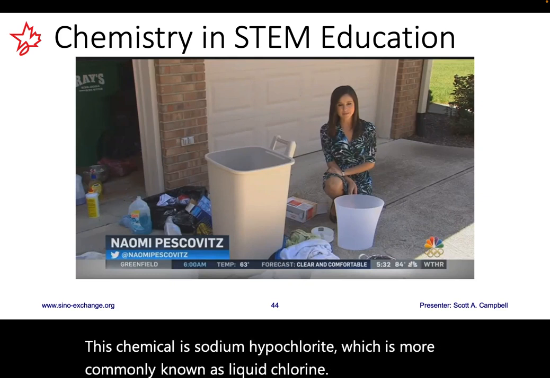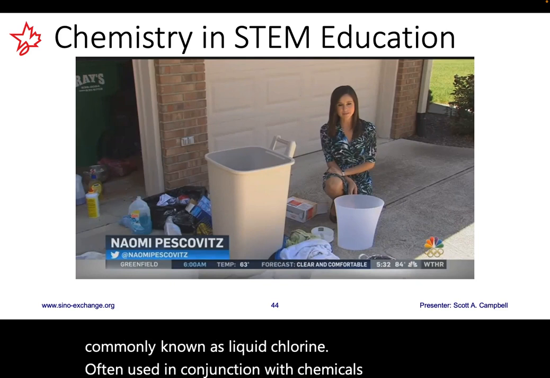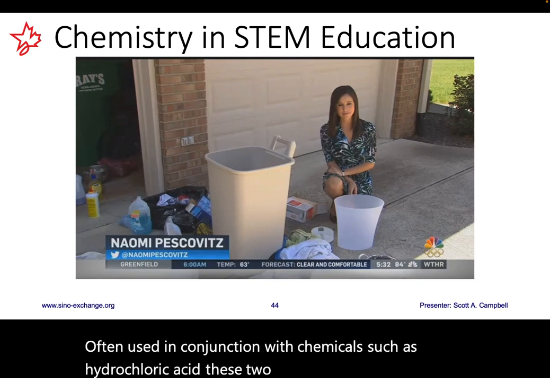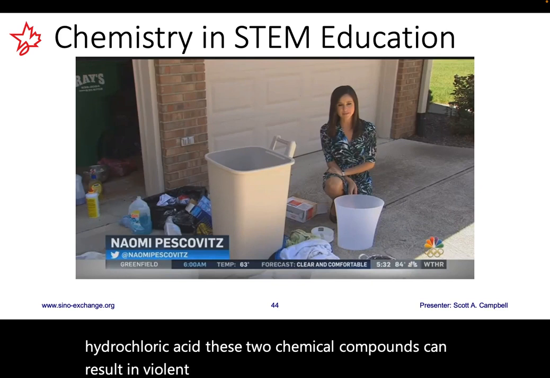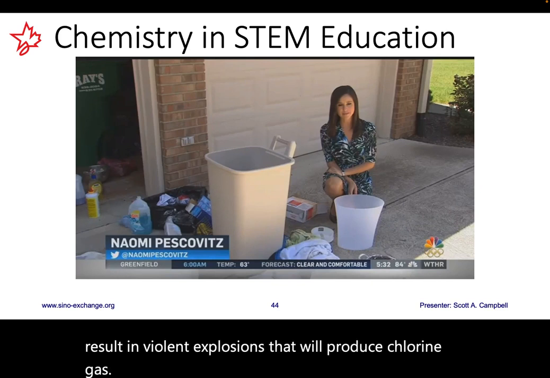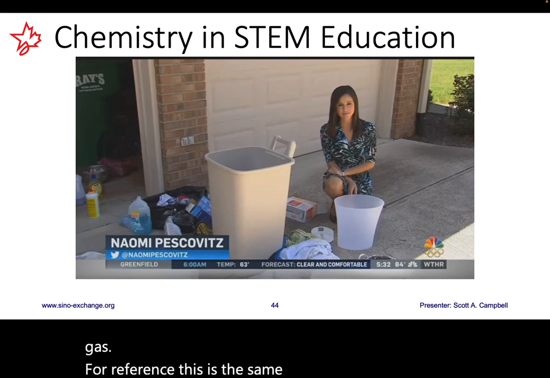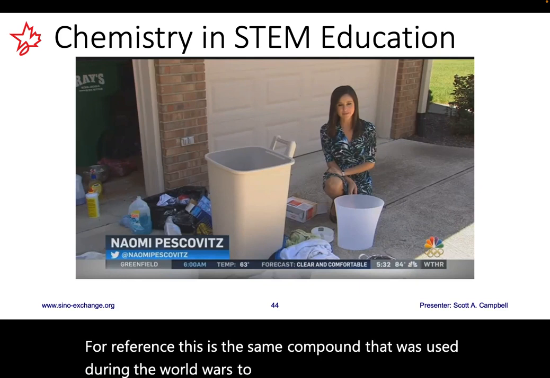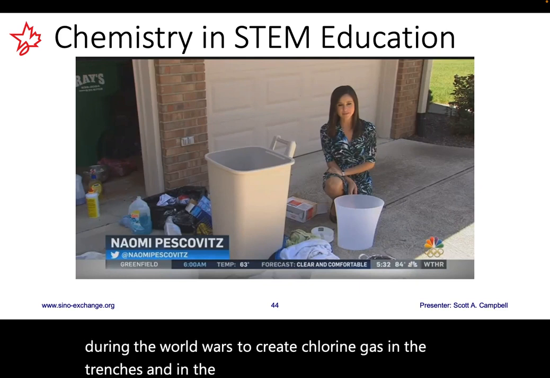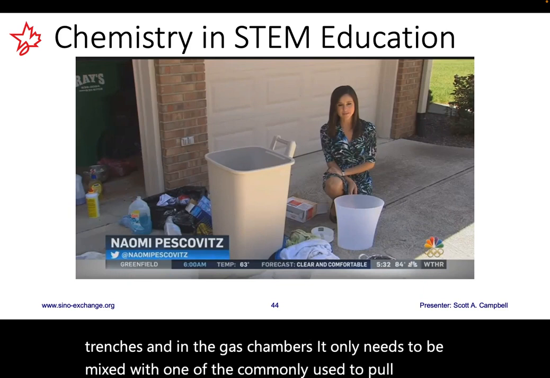Often used in conjunction with chemicals such as hydrochloric acid, these two chemical compounds can result in violent explosions that will produce chlorine gas. Now, for reference, this is the same compound that was used during the World Wars to create chlorine gas in the trenches and in the gas chambers. It only needs to be mixed with one other commonly used pool chemical, and that's it.